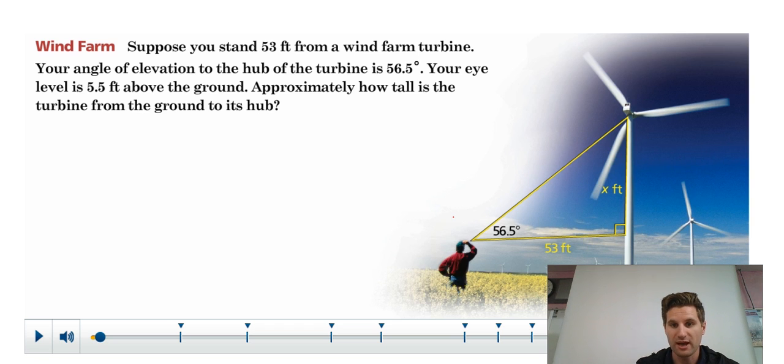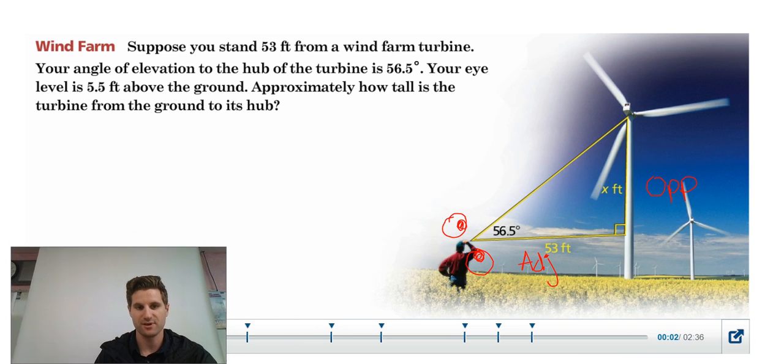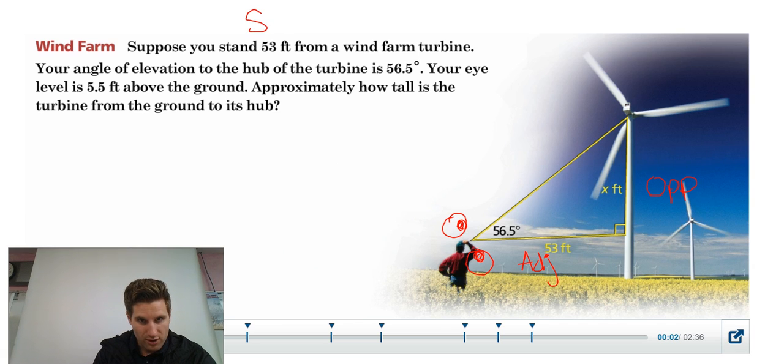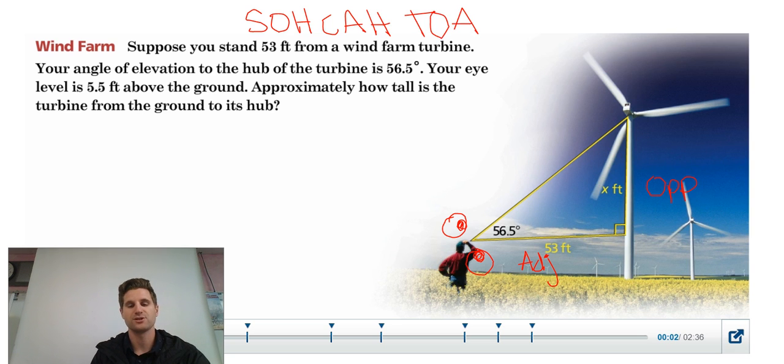So right now we have Mr. Googly Eyes always at this angle, and actually we have this guy right here. And from the perspective of Googly Eyes, the X is in the opposite position and 53 is in the adjacent position. Okay? So we have opposite and adjacent. I'm just going to move over here. Alright? So if you recall, we always want to write out SOHCAHTOA. Okay? SOHCAHTOA.